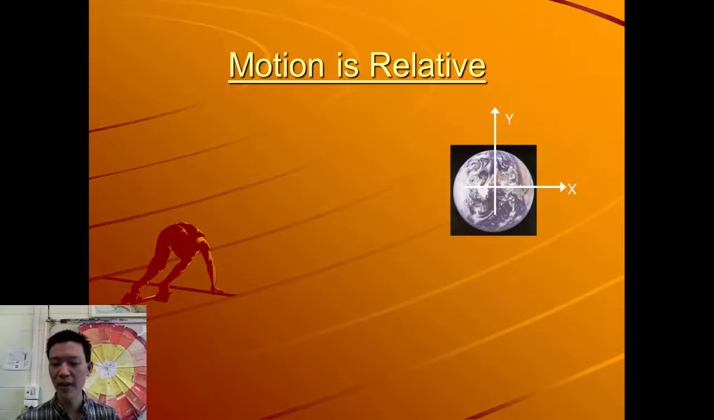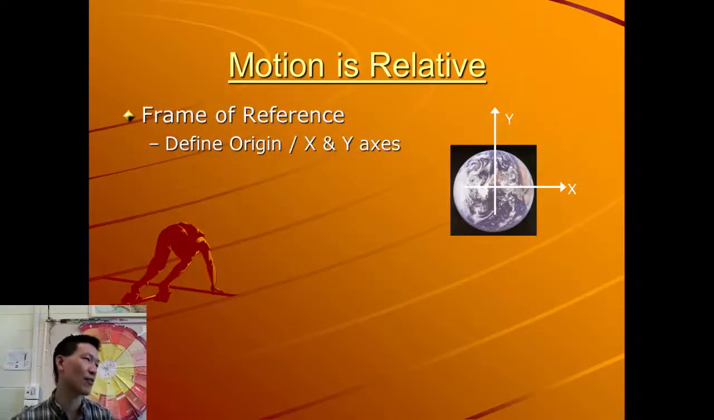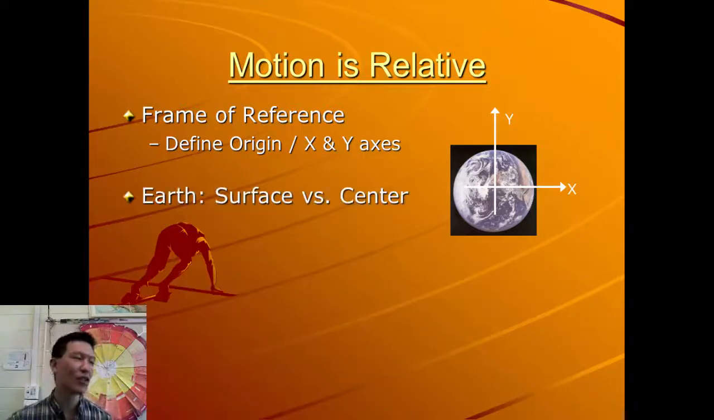What does that mean? All that means is you have to define your frame of reference. Basically what we're trying to pick is your origin. Where do your x and y axes lie? A simple example is the surface of the Earth versus the center of the Earth. I know this sounds kind of weird, but let's just pick something simple here.